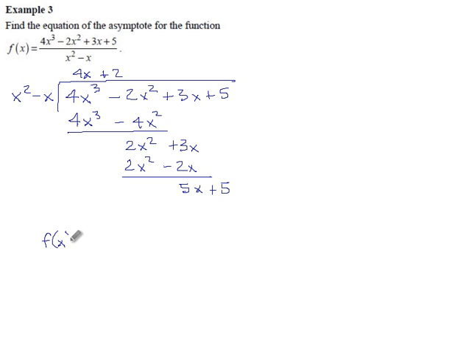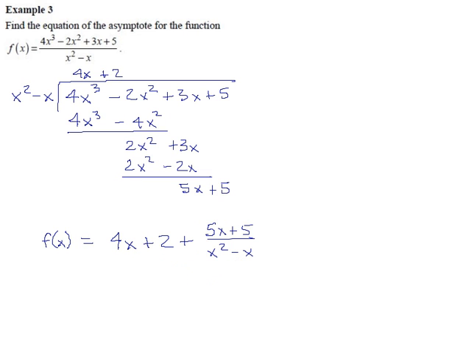F of x, in addition to being this is still true, but we're going to interpret it as 4x plus 2 plus the remainder 5x plus 5 over x squared minus x. This is the remainder, meaning the part that remained to be divided, but we weren't able to do it, so we just have to write it as, like, the division is still pending. Like we're saying, one of these days we're going to have to divide this by x squared minus x. I just don't know how we're going to manage it.